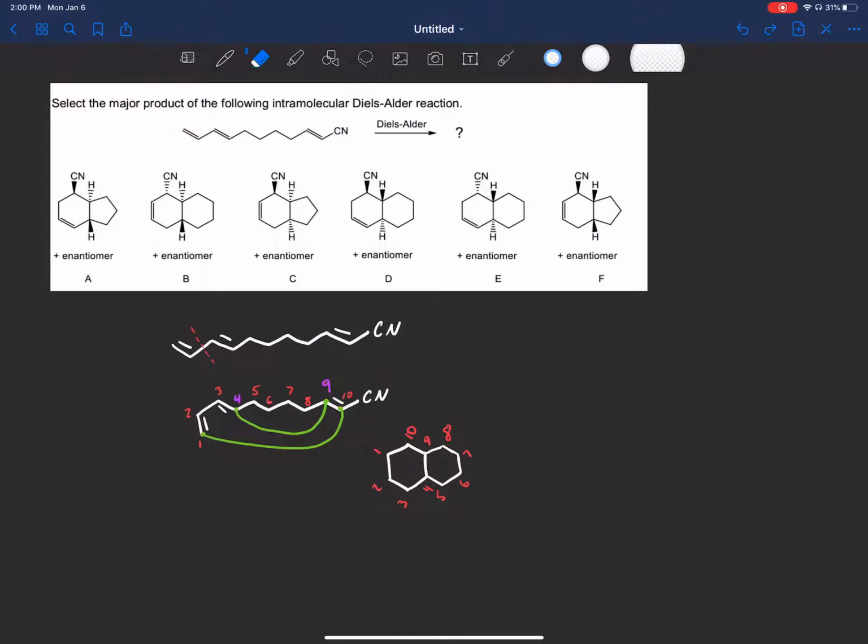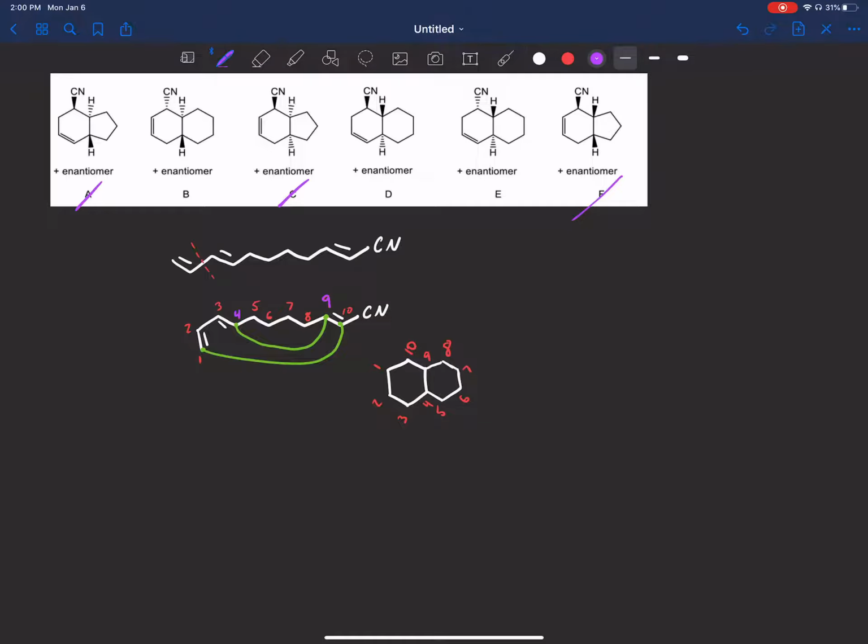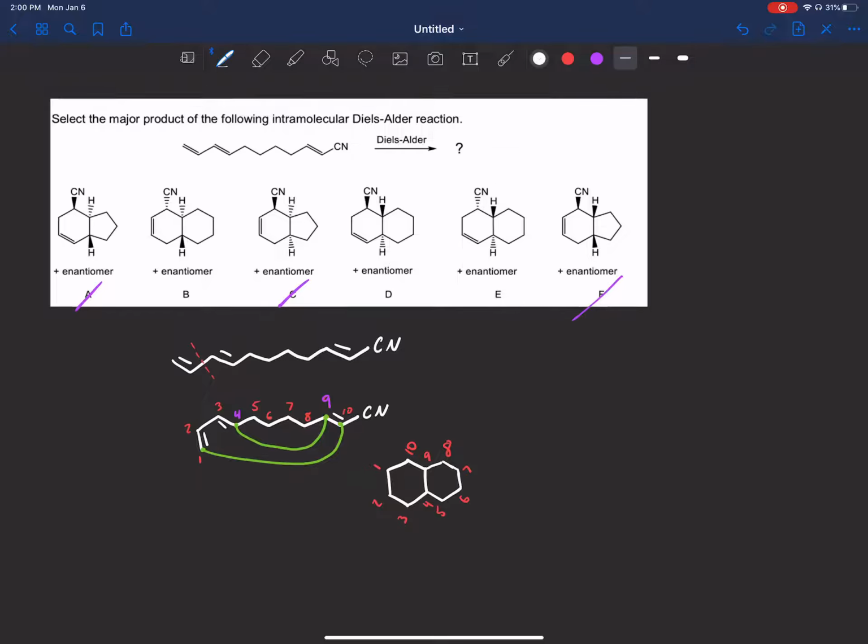So 2 6-member rings. As you can see, choice F has a 5-member ring. We can cross that out. Choice C has a 5-member ring, and choice A has a 5-member ring. Cross all those out. So you see now we've already brought it down to 3 choices. All right, so we're almost done.